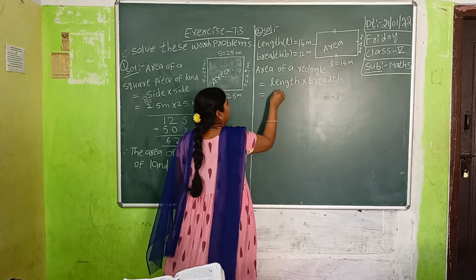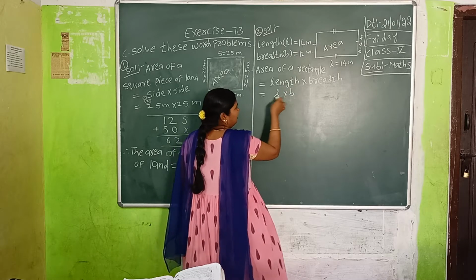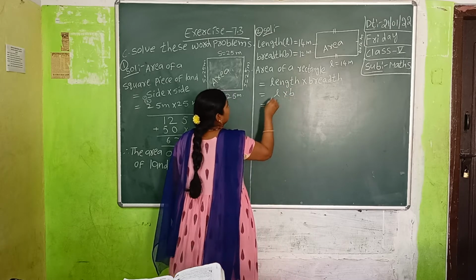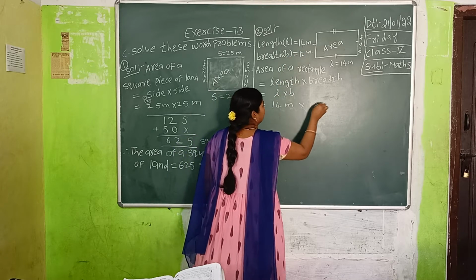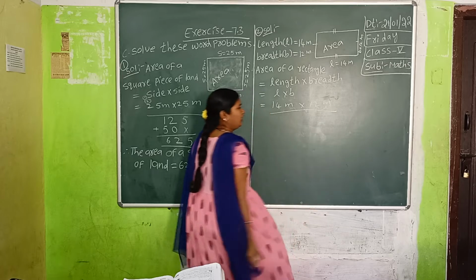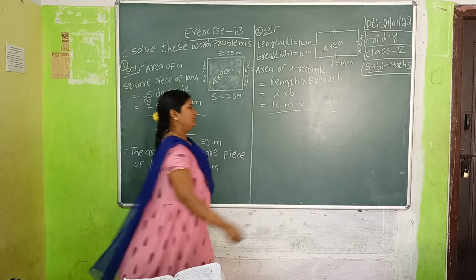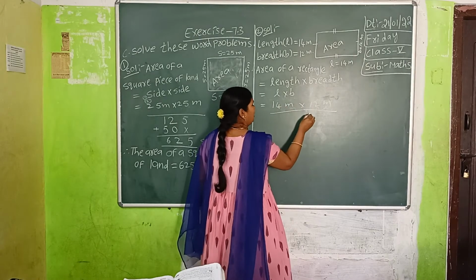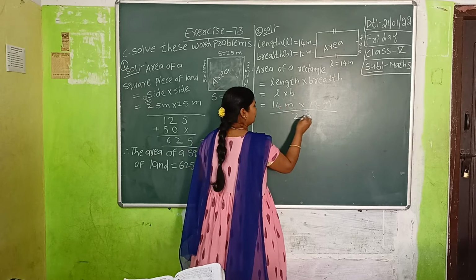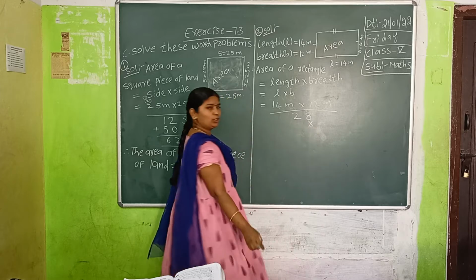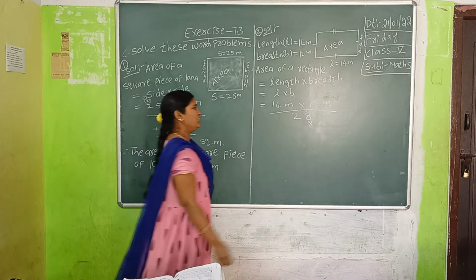Okay. What is the length here? L. Breadth is nothing but B. Length is 14 meters into 12 meters. Here also do the multiplication. 4 twos are 8. First, ones place to multiply. 1 two is 2. Ones place multiplication over, keep it in the ones place.